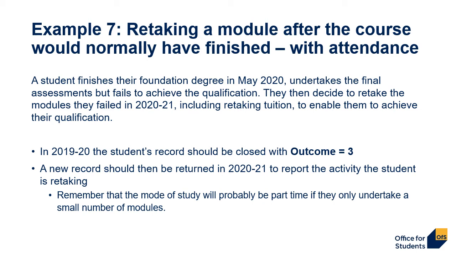qualification. In the 2019-20 record, the student's record should be closed with an outcome 3, not achieved. A new record should then be returned in 2021 to report the activity the student is retaking. Now this is likely to also include a change of mode if they're only taking a small number of modules.